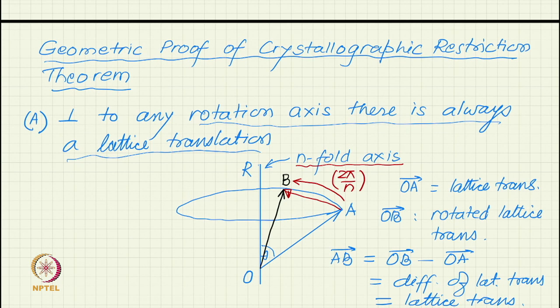Means they will always take you from a lattice point to another lattice point. All vectors do not have this property. So, we are talking of very special vectors, which if I put the tail of any of these vectors at a lattice point, the head will also be at a lattice point.